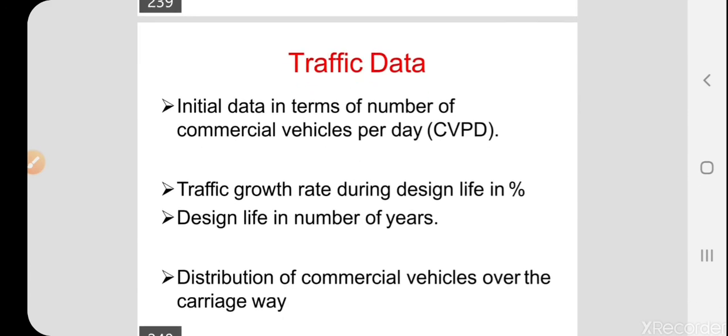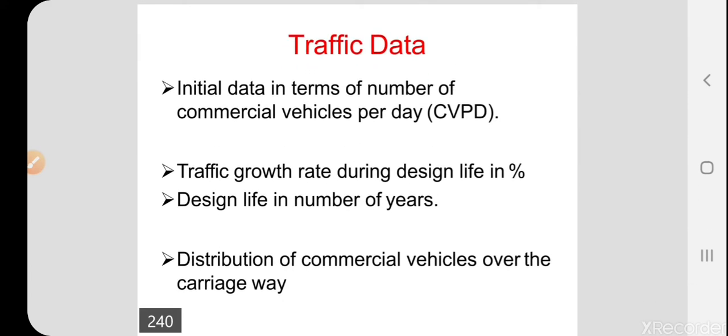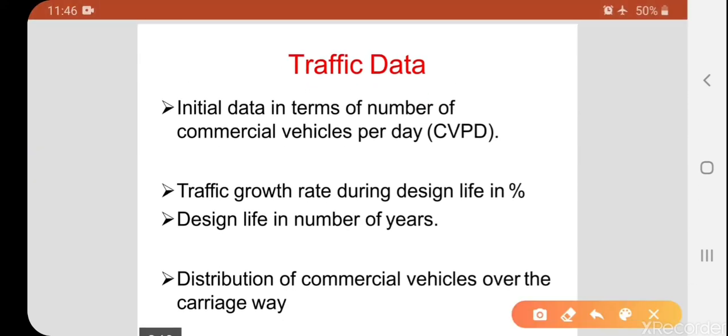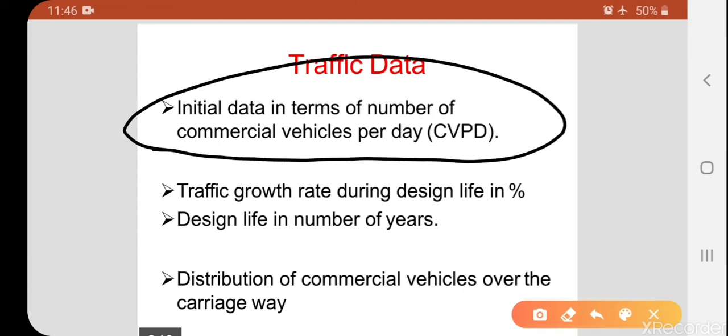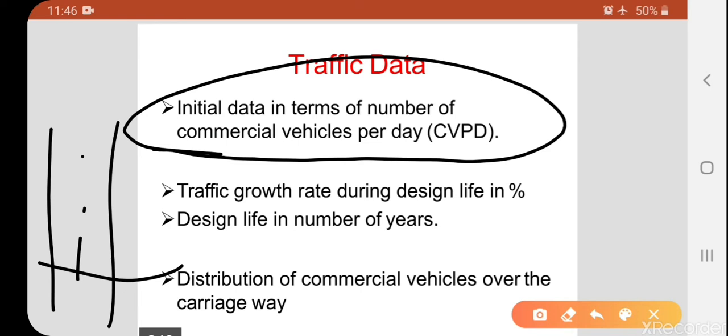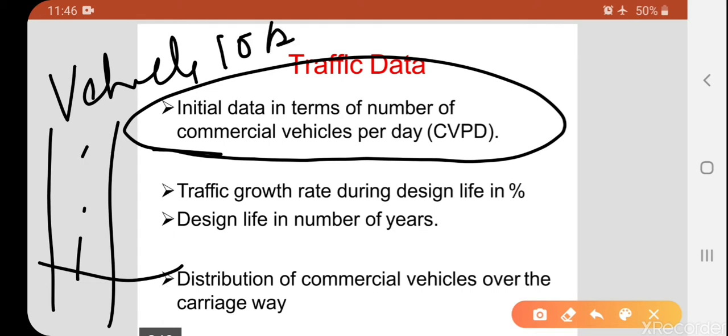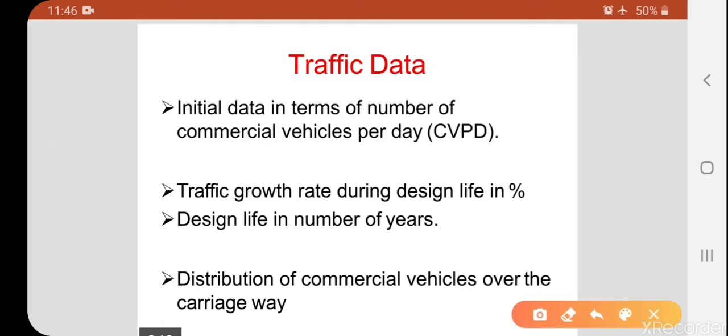Next, traffic data. Initial data in terms of number of commercial vehicles per day, meaning for a particular road, totally how many vehicles are passing from 10 a.m. to next day 10 a.m., that is, for 24 hours, totally how many vehicles are passing.